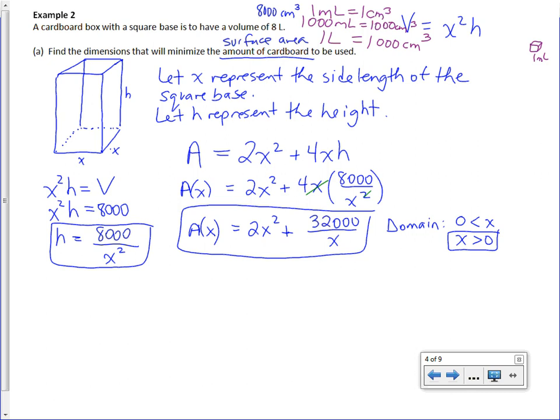Okay. So now I'm going into calculus mode. So A of x equals 2x squared plus 32,000 all over x. Do you guys want to do a rewrite step first before we take the derivative? So A of x equals 2x squared. What's the rewrite? So if I'm about to take the derivative of 32,000 over x, it might be easier to just do 32,000 x to the -1. Beautiful.